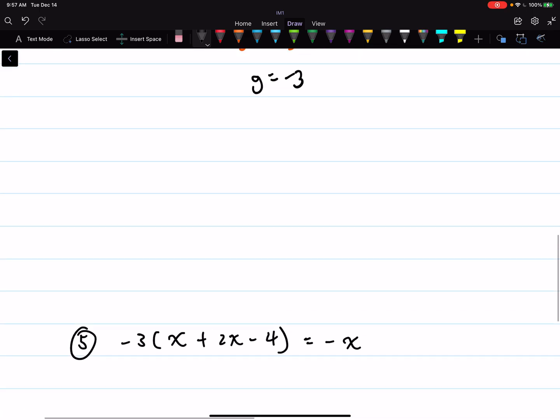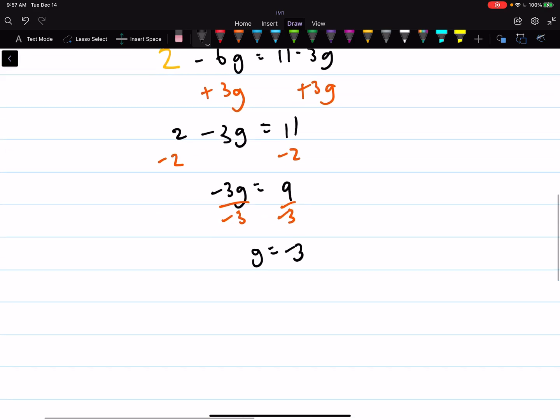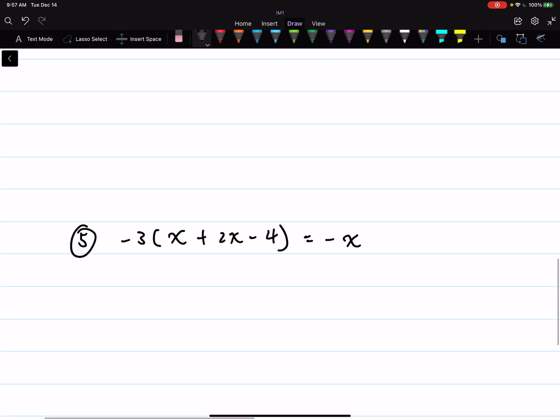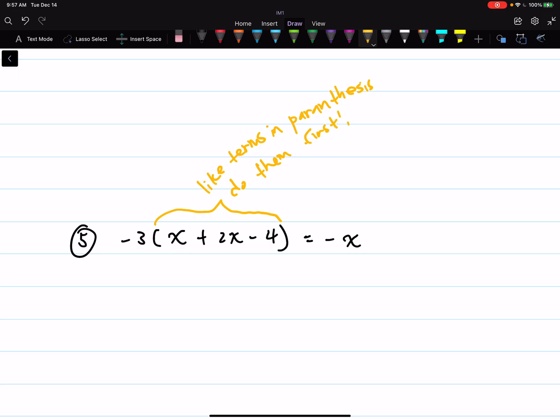This one is a little bit special because this one has combined like terms, but it's in the parentheses, okay? So like terms in parentheses, which means do them first. Do the combined like terms first. So I'm going to rewrite this. I'm going to write 3x plus 2x are like terms, so I can add them together. So they're going to be 3x minus 4 is equal to negative x.